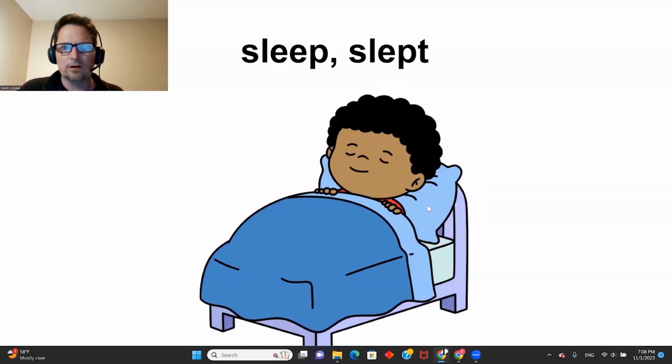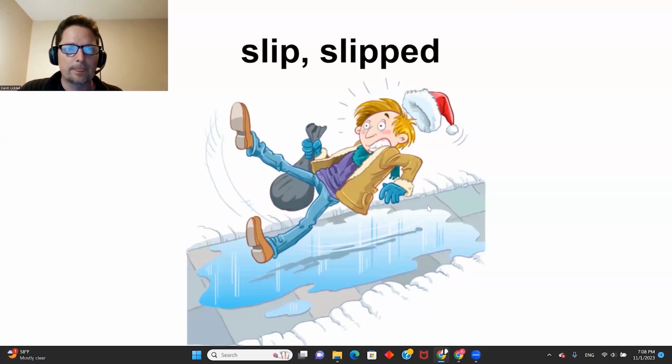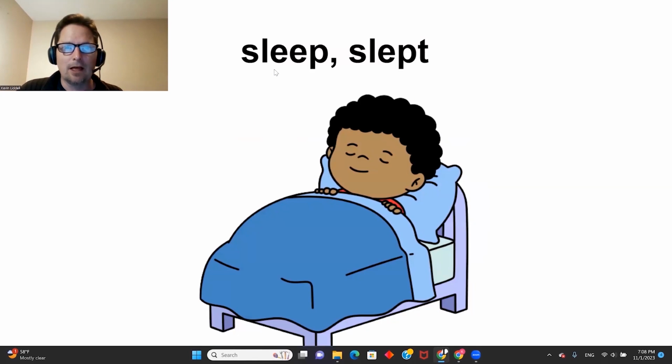Don't be confused with this word. This word is sleep in the present and slept in the past. Let's compare the different sounds. With slip, we see the letter I making a short I sound. Slip. Like this is slip. In the past, slipped. We use the same short I sound with the past verb. Slipped. And this is sleep. The double E makes a long E sound like green beans. Sleep. In the past, slept.